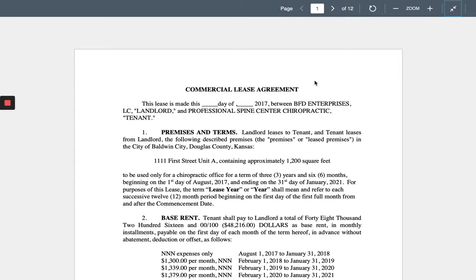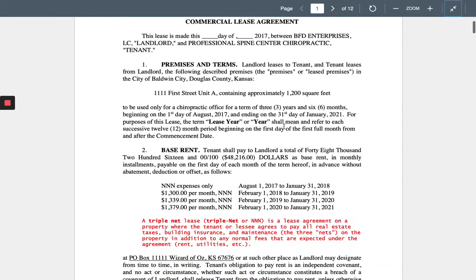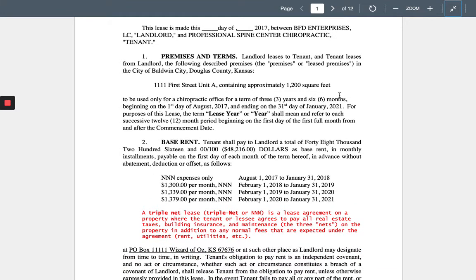Okay, so premises and term. The landlord leases to tenant and tenant leases from landlord the following described premises, or leased premises, in the city of Baldwin City, Douglas County, Kansas. And this is the address, and it's 1,200 square feet. So in the lease, it's dictating that it's to be used only for a chiropractic office for that term, 3 years and 6 months. Okay?